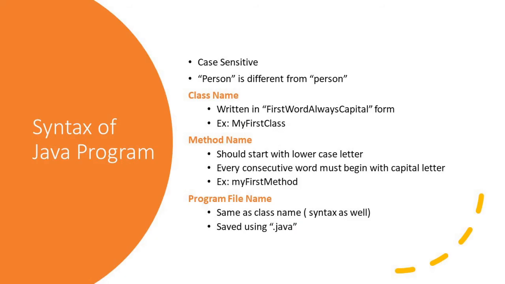The syntax of a Java program consists of class, methods, and objects. Java is a case-sensitive language, which means a variable named person with small p is different from variable named person with capital P. Class name should be such that all the first letters of words must be written in capital. Method name must start with a small letter and all the consecutive words must have first capital letter. Program file name must be the name of the class in which public static void main is defined, and it should be followed by an extension .java.